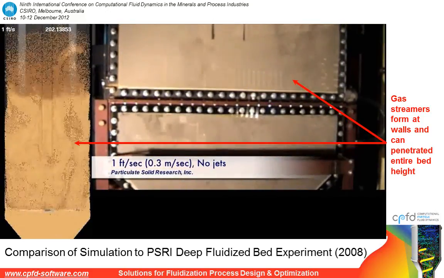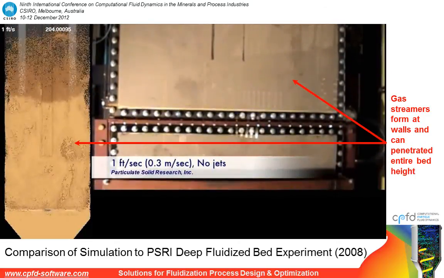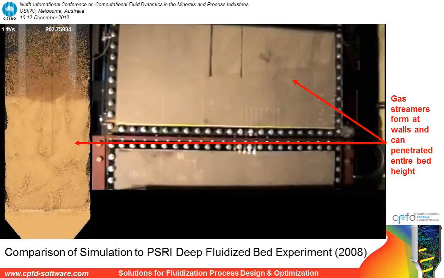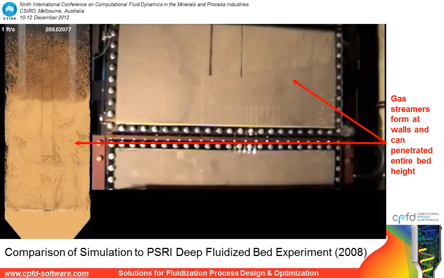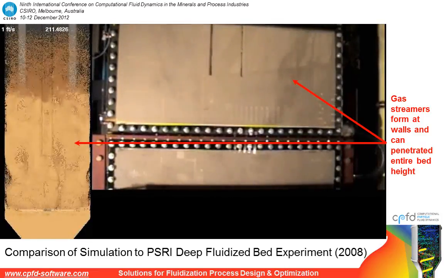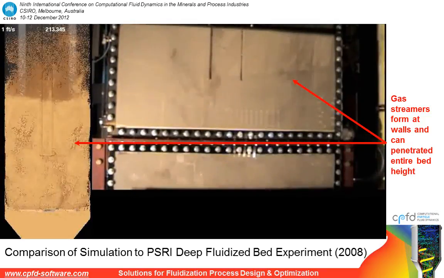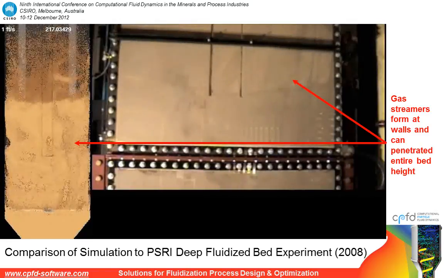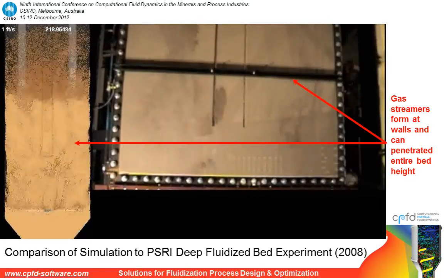I should point out that this simulation you're looking at is several years old, at least 4 years old, dating back to 2008. So it's not only the experimental data, but the simulation itself, which dates back quite a ways. So we have been at this for quite a long time, trying to develop a better understanding of gas bypassing behavior and how to model it.